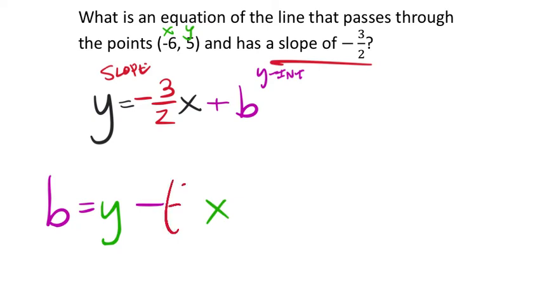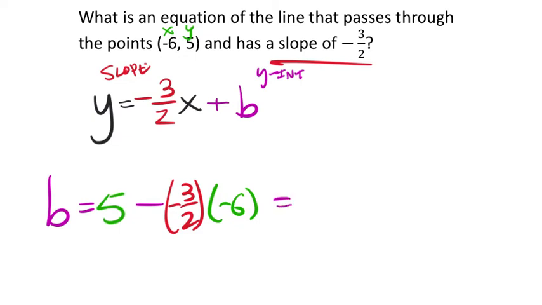That was a -3/2. And then I've got corresponding x and y values. My x there is -6, and my y value is 5. So take the y, replace it with 5. This gives us the formula for the y-intercept. Just plug this into the calculator, okay? So I've got 5 minus parentheses -3/2, close parentheses, times -6, enter. And it says your y-intercept here is -4.